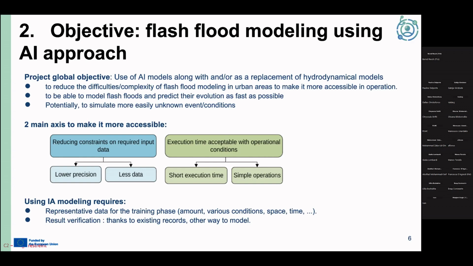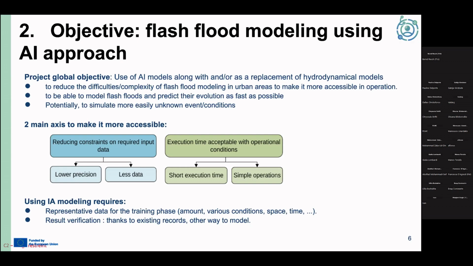AI will bring several advantages. The first one is that it will be more accessible in operation. It will be way faster, because a physical model can take hours to predict a flood map, and we hope that AI can be way faster. And it can also simulate unknown events, which is impossible with a physical model. Imagine our AI model is well generalized.